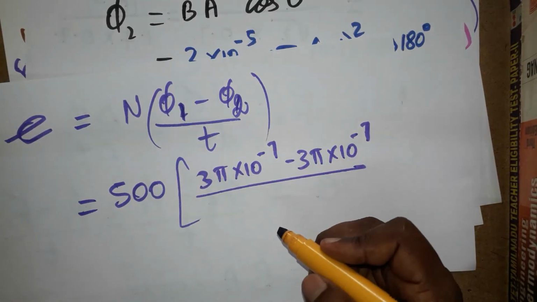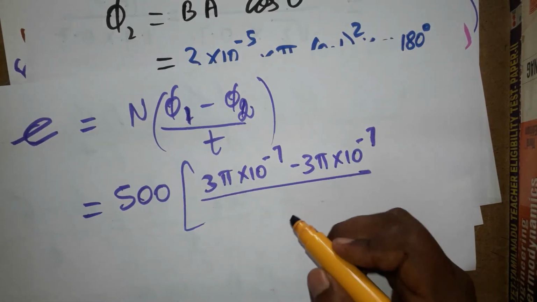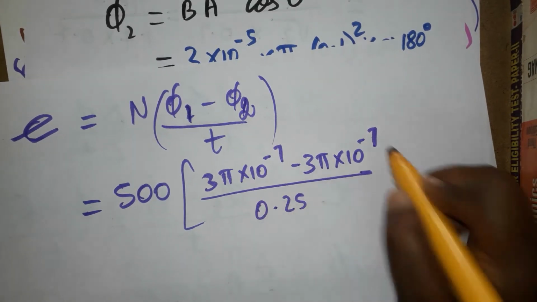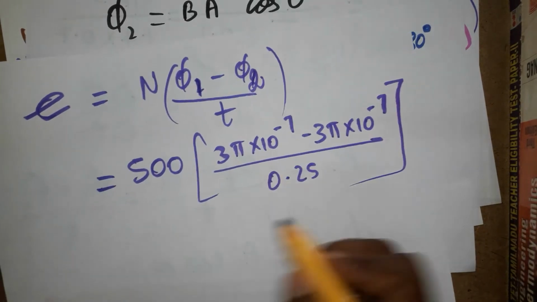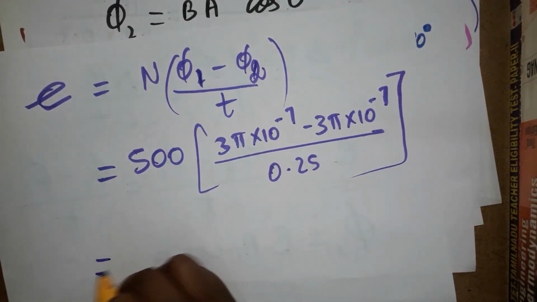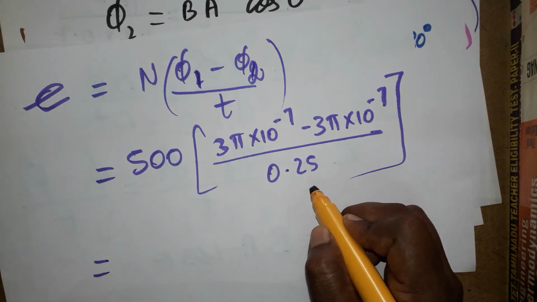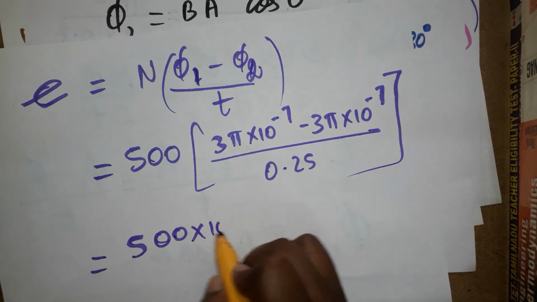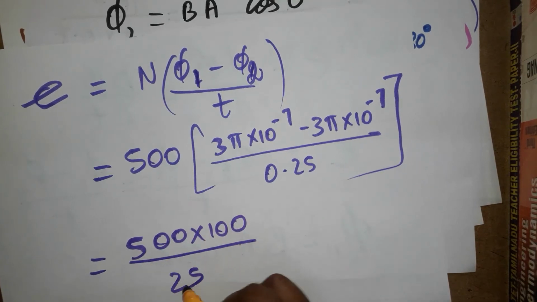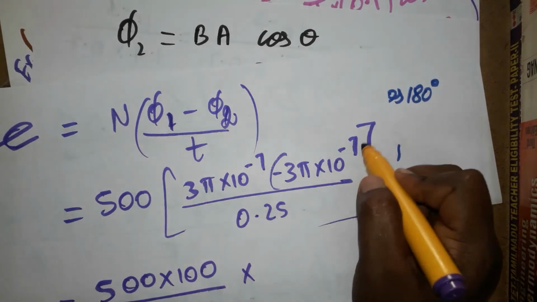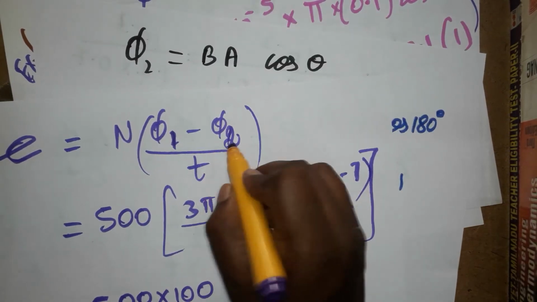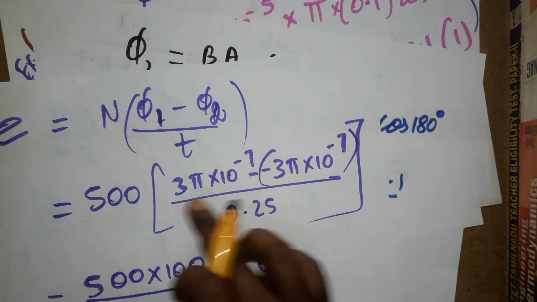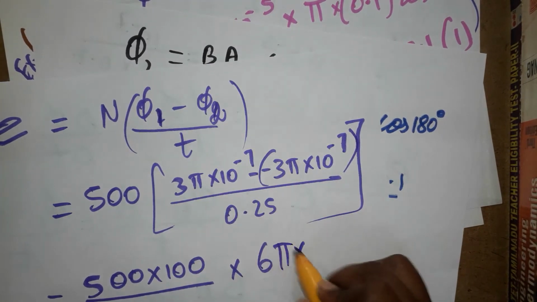So what is the time period? It's going to be 0.25 seconds. Okay, this is a calculation we have to do to find the EMF. Now the denominator has a decimal, so multiply numerator and denominator by 100, the decimal will go: 500 into 100 divided by 25 into, it is minus of minus 5, because phi 2 is negative, it is going to be plus, so we'll get 3 pi plus 3 pi as 6 pi into 10 power minus 7.